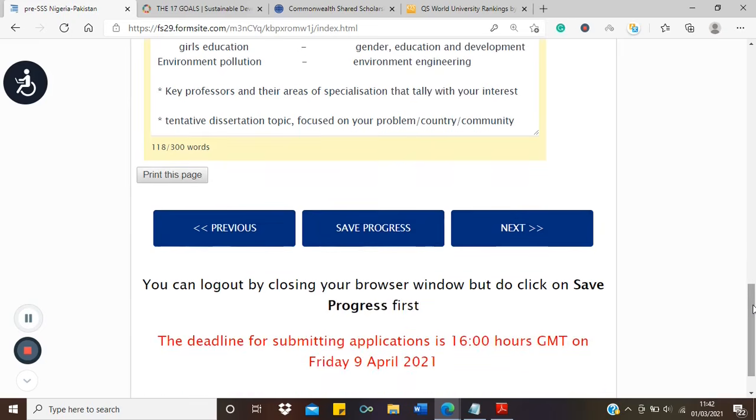Then remember, another opportunity to talk about your proposed dissertation topic. And try as much as possible to make it focused on the problems you've raised earlier. So it will show that your dissertation is aimed at helping your country or your community of origin.